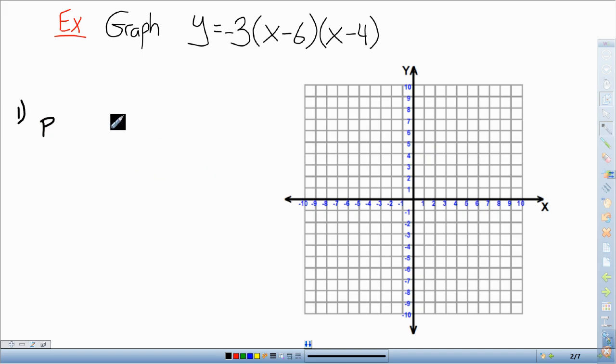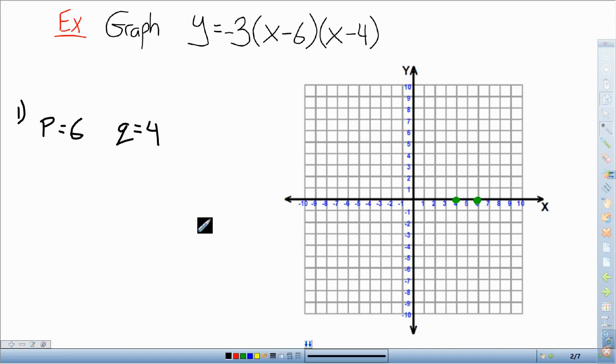So step number one is finding our P and Q value. Normally we say P is the one on the left, Q is on the right. It doesn't really matter which one you call which. But remember, we take the opposite of this number. If it's a negative 6, our P value is a positive 6, and our Q value is the opposite of this number, negative 4, positive 4. So there's our x-intercepts. Let's go ahead and plot those on our graph. It's where our graph is going to cross the x-axis. So it's going to cross right here at positive 4 on the x, and right here at positive 6 on the x.